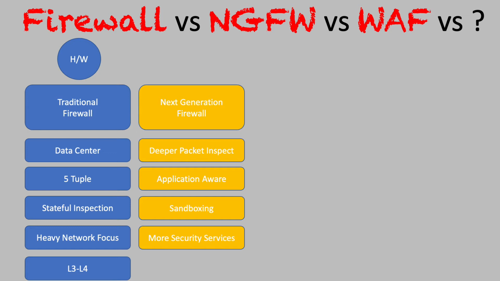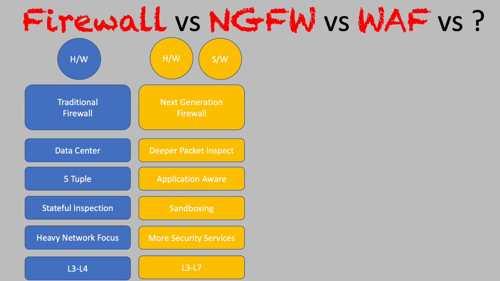And also it's inspecting more of the OSI layer model. Typically we were looking at layer 3 and layer 4 on the traditional firewall. Here with the next generation firewalls, we're doing the same thing, but now we're going all the way up the application stack. And in that respect, because we're doing more at the application, we are offering more security services. And these firewalls started off in hardware. So again, it's hardware, it's data center, it's still that architecture. But these firewalls also evolved to software as well.